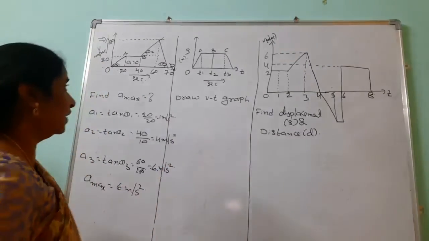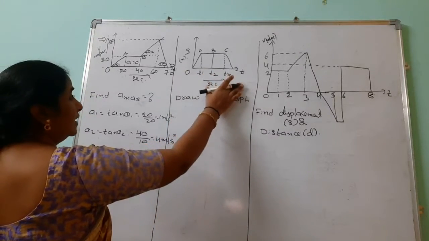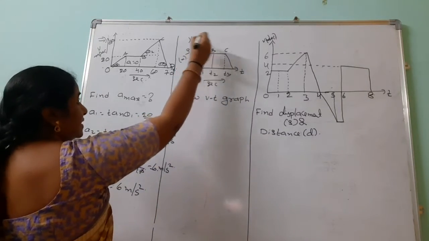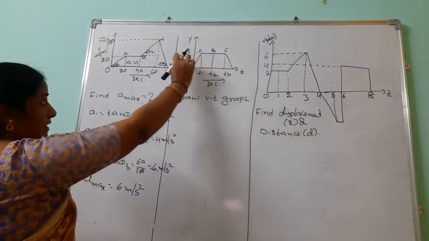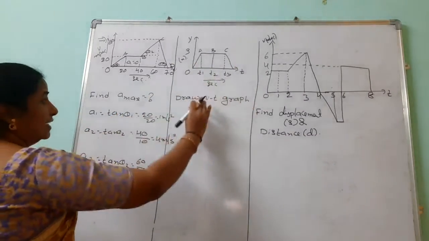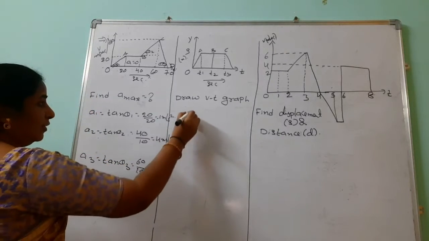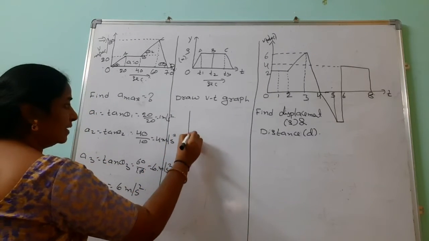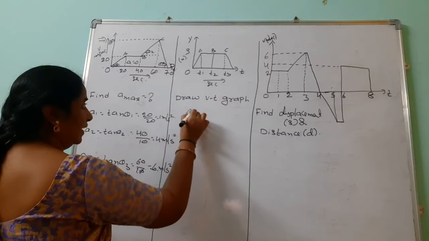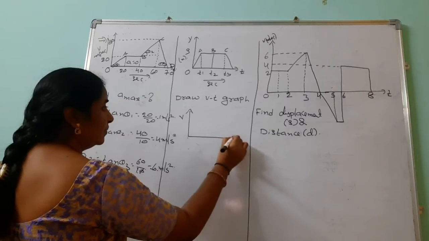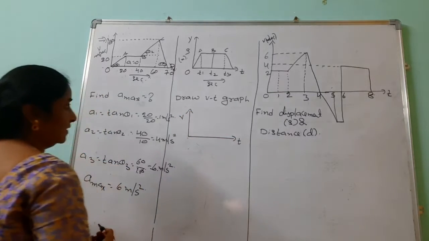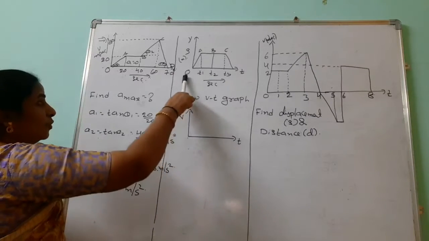Then come to one more graph. They have given here displacement on the y-axis, time on the x-axis. This is in meters and this is in seconds. From this graph we have to draw the velocity time graph. So I am taking here velocity on the y-axis and time on the x-axis.